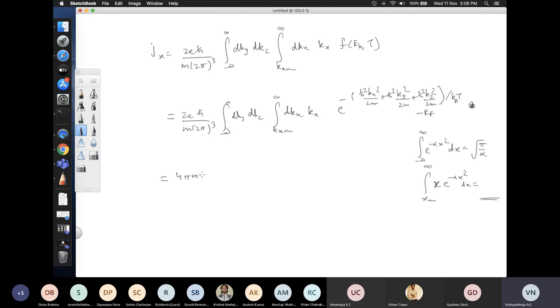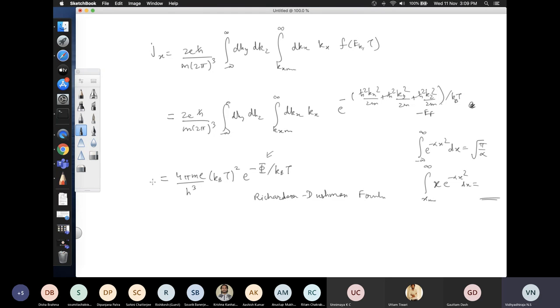Let me write the final expression here. It's 4 pi m e by h cubed, kBT whole squared, e to the power minus φ divided by kBT. This is called the Richardson-Dushman formula. Now you can see why there is an e to the power minus φ by kBT. When you do this integral for kx, you get kx squared in the numerator in this exponential. When you substitute for kx minimum squared, which is EF, the Fermi energy, plus the work function, the Fermi energy will cancel this Fermi energy. All you will be left with is the work function, which is what is entering here.